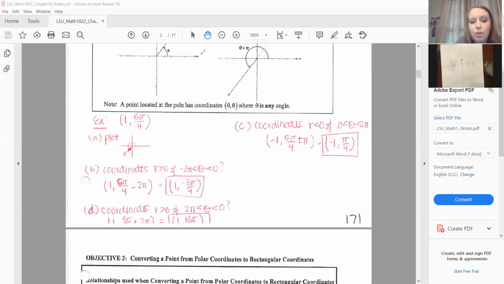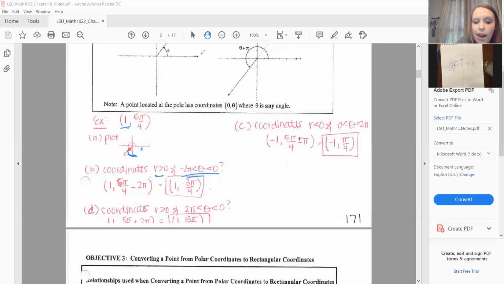So they're going to ask you first when r is positive and your theta is negative. So what's the negative angle right there? Basically, you're just going to subtract 2 pi. So your r stays the same because r is already positive up here. Then you subtract 2 pi, or if you just count, this is negative 3 pi over 4. So that's the first one.